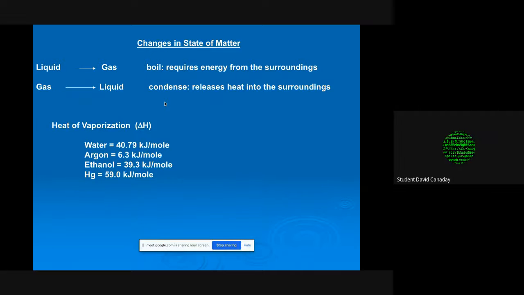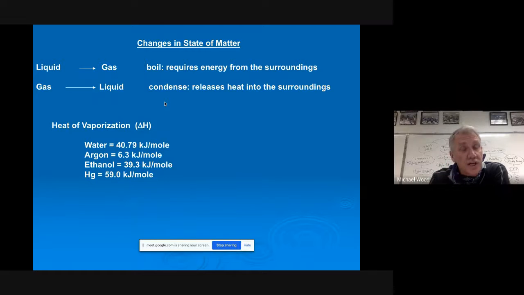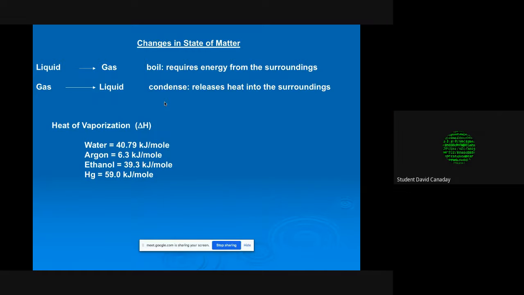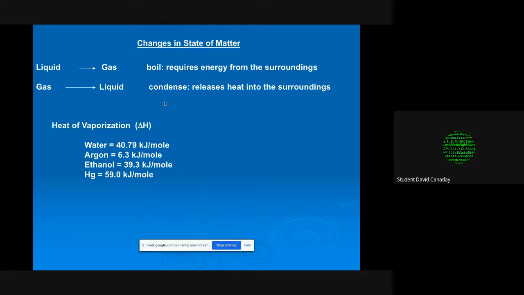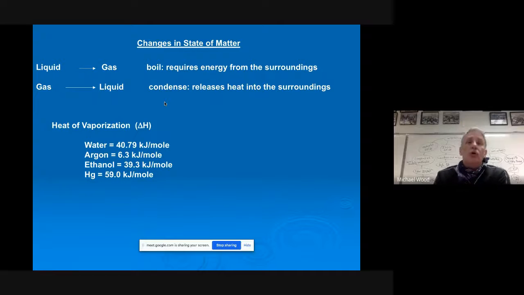Yes? In ionization, then, what happens to the intramolecular bonds? What's that? Say it again, David. Ionization, when it goes from a gas to a plasma. When it goes from gas to plasma, that would again be endothermic. But what would happen to the intramolecular bonds? Would they stay on?